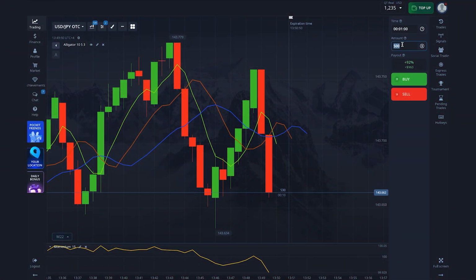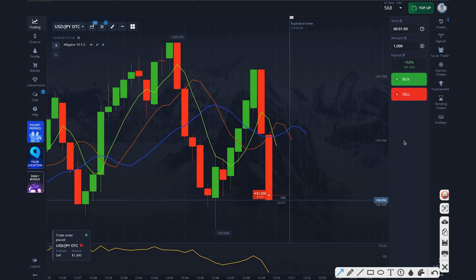The expiration time is also 1 minute. I open a trade to sell for $1,000. The movement on the chart is very clear, and all indicators have confirmed the signal, which gives me confidence in the correctness of my decision. The chart also clearly shows that the price is stuck in a sideways range. This is a classic consolidation phase, during which the market accumulates potential for a subsequent impulse. Such periods of calm often precede a sharp breakout in one direction when the accumulated energy bursts out.